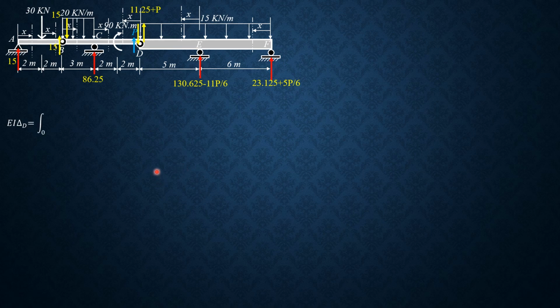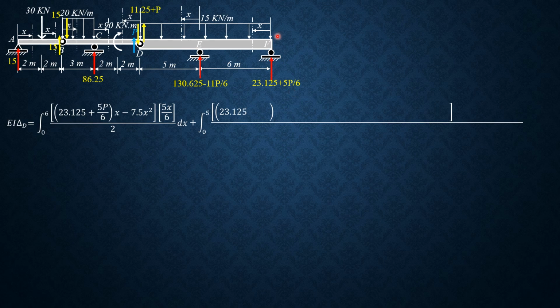So EI delta D is equal to the integral from 0 to 6 of 23.125 plus 5P over 6 times x minus 7.5 x squared, then the partial derivative is 5x over 6, over 2. And this section plus the integral of quantity 23.125 plus 5P over 6 times 6 plus x, plus quantity 130.625 minus 11P over 6 times x, then minus 7.5 times quantity 6 plus x squared. The partial derivative would be 5 over 6 times 6 plus x, minus 11 over 6 x, dx, divided by 2.